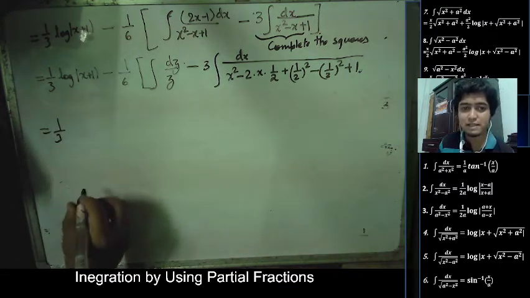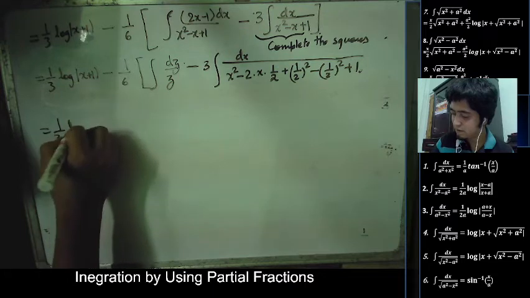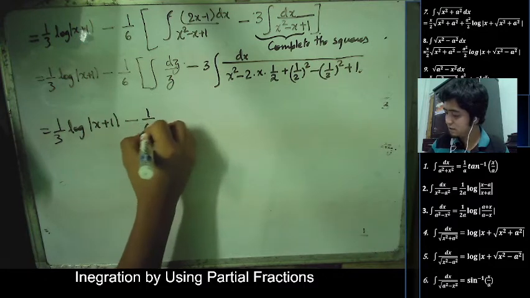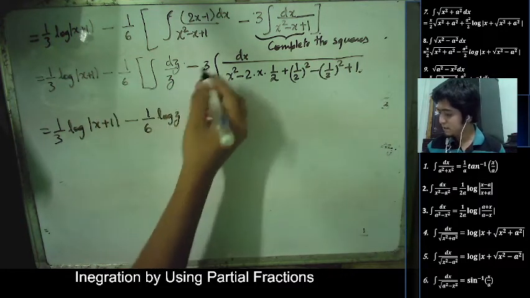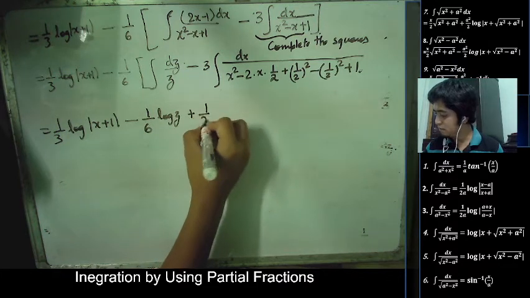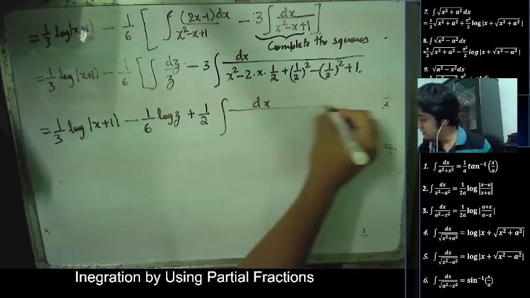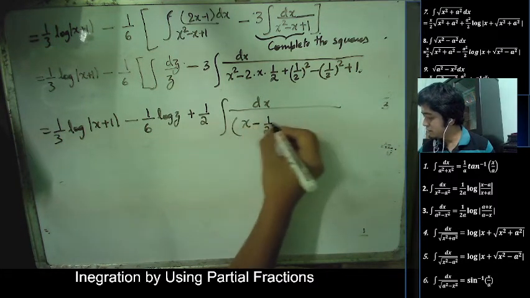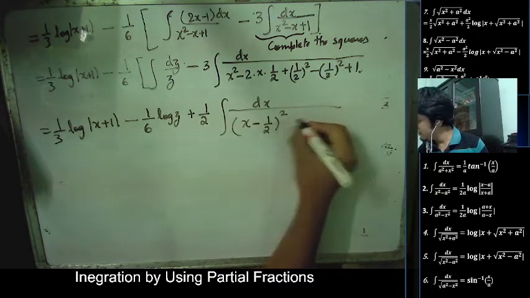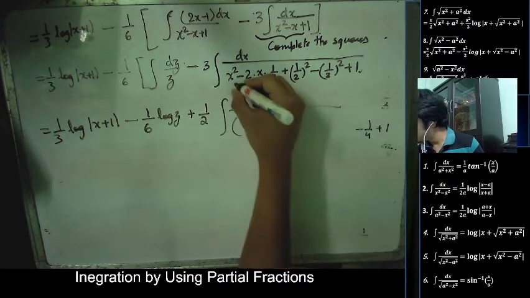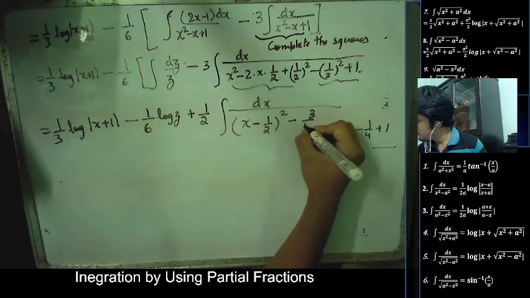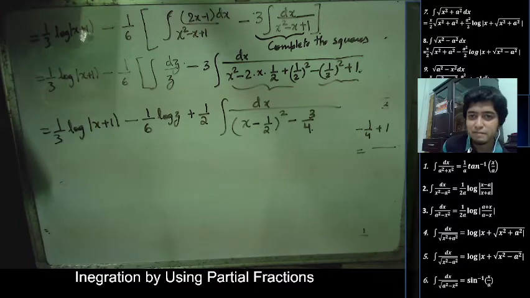Again, check the video last time on standard integrals. Okay, so minus 1 by 6 log z. Minus 6 minus 3 will give you plus 1 by 2 dx. This one you can write as x minus 1 by 2 whole thing square. And this one you will be getting minus 1 by 4 plus 1. You will be having minus 3 by 4. So this is what we are having.